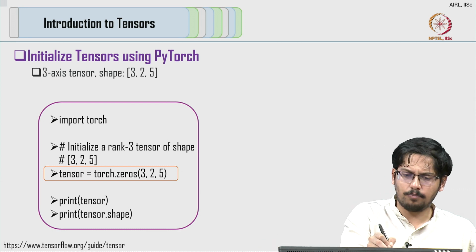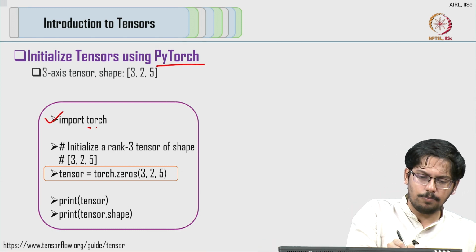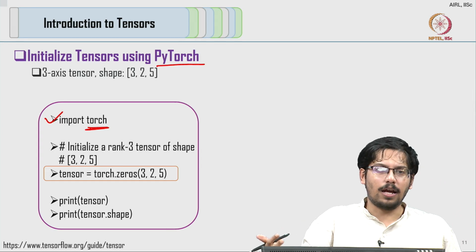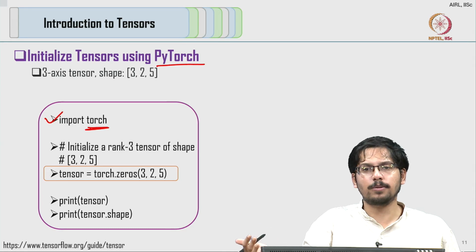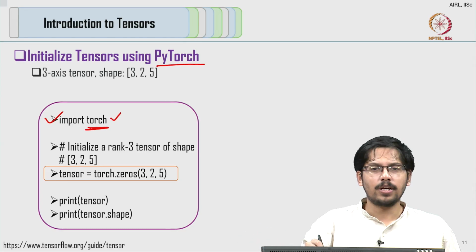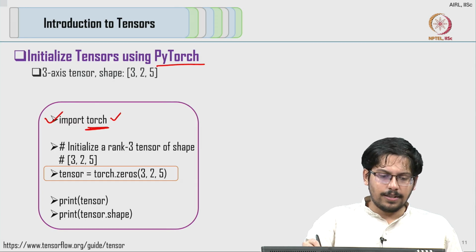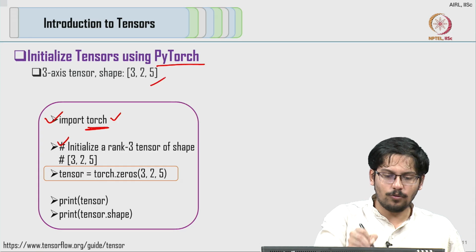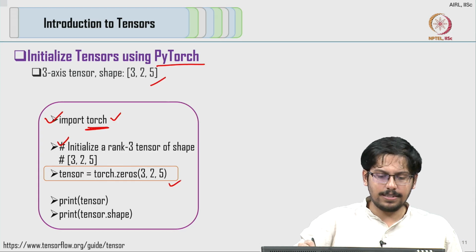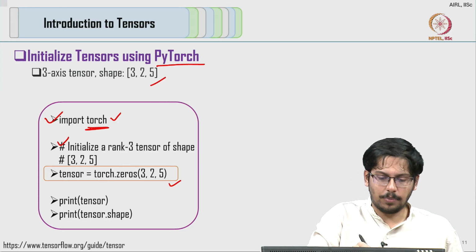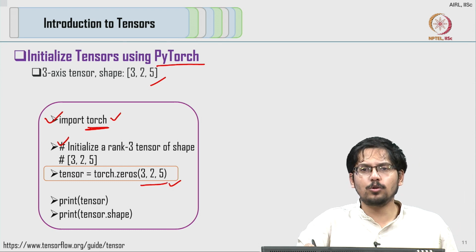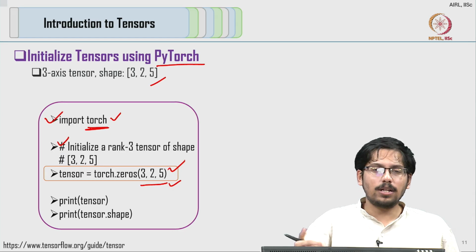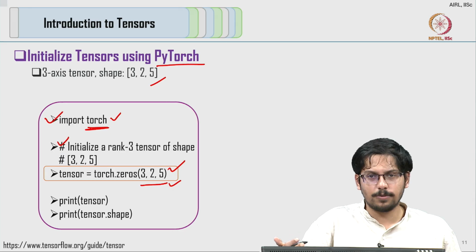Now when we are working with PyTorch, it is important for us to import torch, which is observed in the first line, right. So when we import torch and we have an environment that has been built up using PyTorch, we can essentially use PyTorch, right. Now to initialize a rank 3 tensor of, let us say, shape 3, 2, 5, what we can do is we can define tensor is torch.zeros of this particular shape, right. And what this would do is define a rank 3 tensor with the shape of 3, 2, 5.